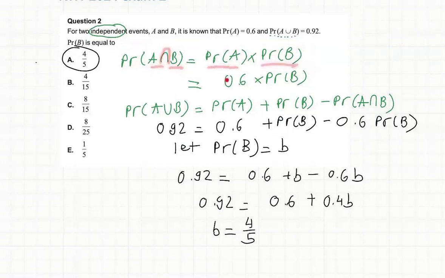And next is the inclusion and exclusion principle for the probability of the union between A and B. It will be the probability of A plus the probability of B, and then you minus the overlapping section so that you don't count it twice.